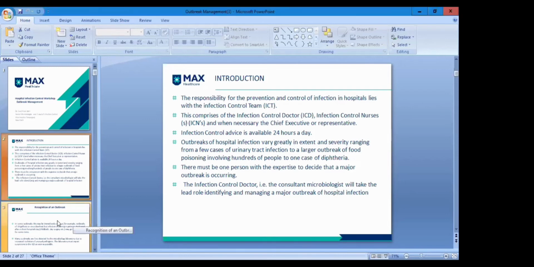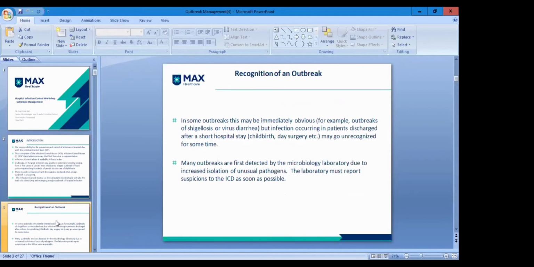So the most important point here is that recognition of an outbreak is important. In some outbreaks, this may be immediately obvious, like outbreaks of diarrhea. Suppose a unit started having diarrhea, especially from RT feeds in critical areas. Or it can occur in patients discharged after a short hospital stay, say after childbirth or day surgery. Patients of LSCS will come back, and patients having surgeries in particular OTs might come back with hospital acquired infection. So it could be any kind of outbreak, and it may go unrecognized for some time.